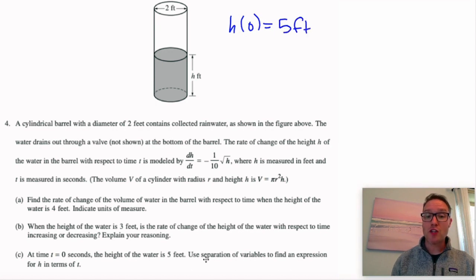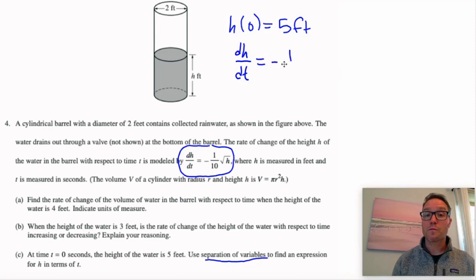Use separation of variables. That means solving a differential equation by cross-multiplying to separate the dh's and the dt's, or the dy's and the dx's, to find an expression for h in terms of t. So they want me to solve for h in terms of t. So don't just solve this for h, because then it's in terms of dh and dt. They want it in terms of t. So I'm going to take this differential equation, which is just an equation that's defined in terms of a derivative. I call them diff EQs.